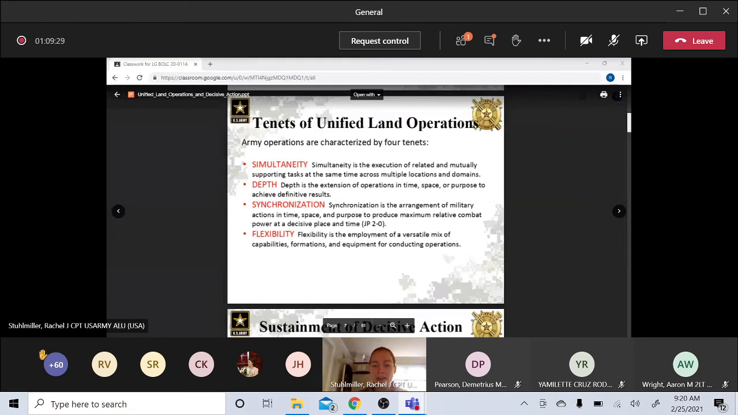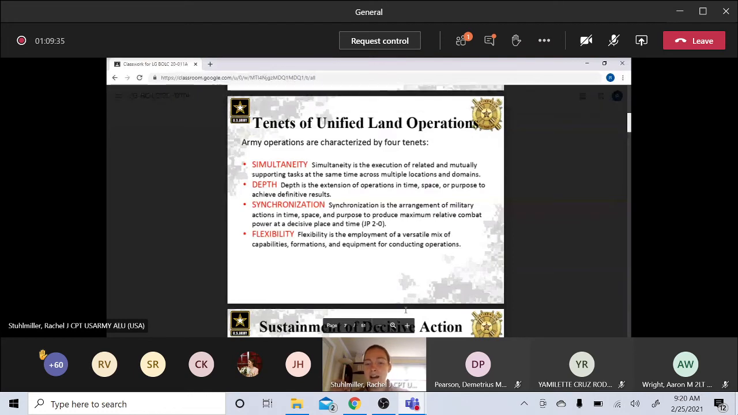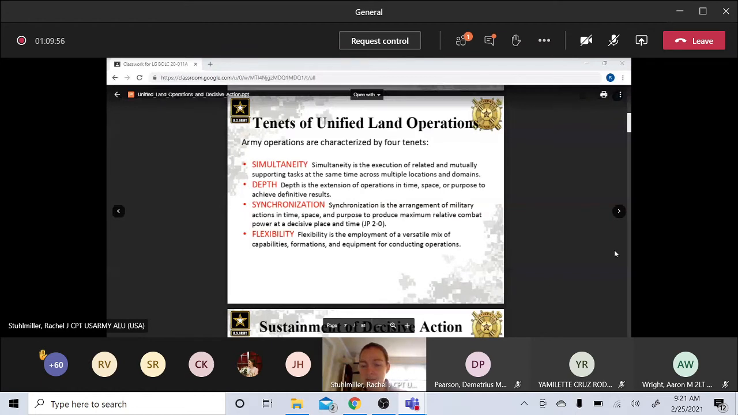So depth is really this extension of operations, not only across the battlefield, but across time, space, and purpose. And this highlights exactly what Mr. Wilcox was talking about in his class: how we're talking about such a different mindset and how we're trying to change our mindset.